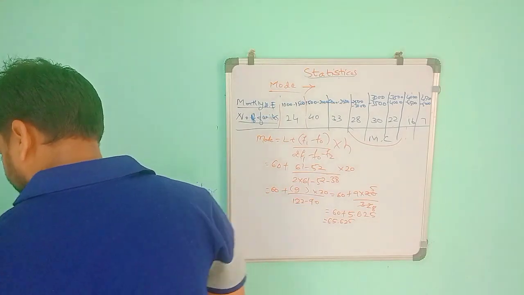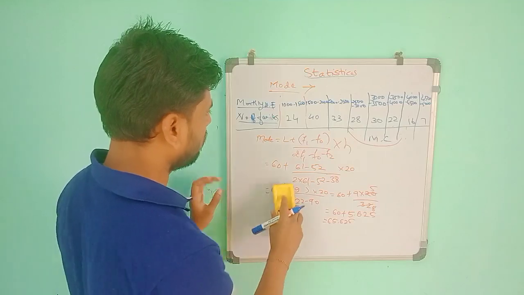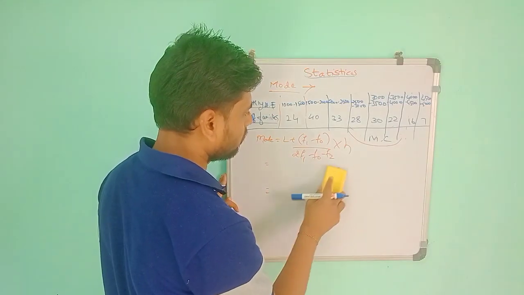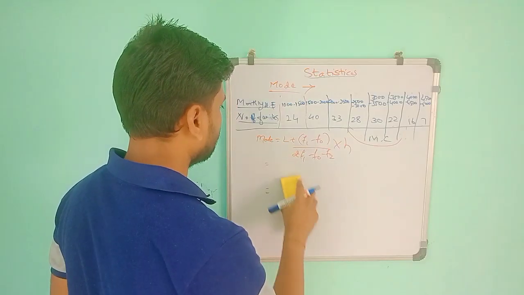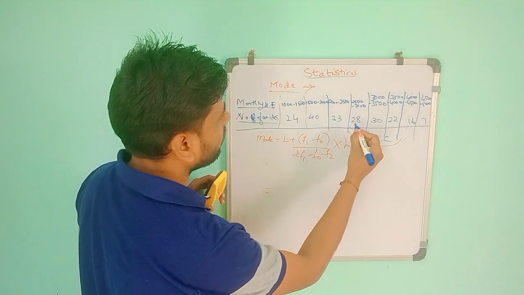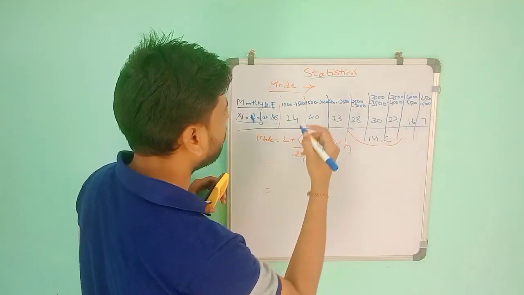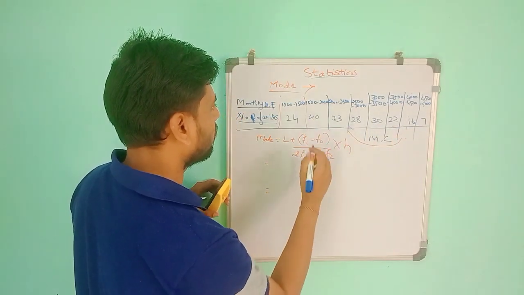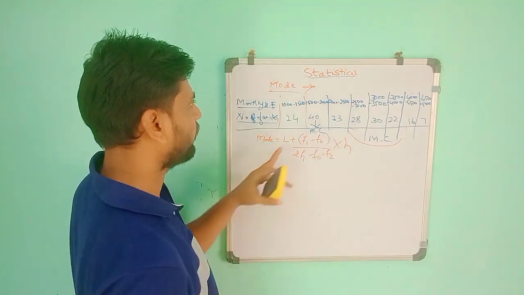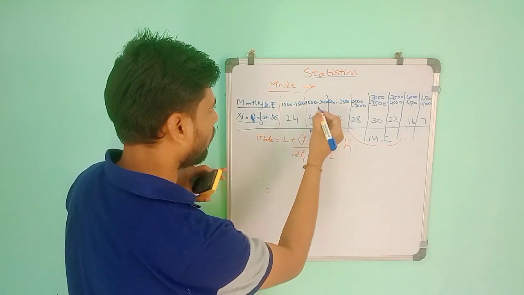The formula is the same; only the values change. So here, see 24, 40, 33, 28, 30, 22, 16. 40 is the maximum, so the modal class will be 1500 to 2000. So the lower limit is 1500.